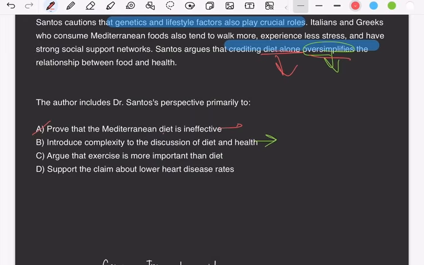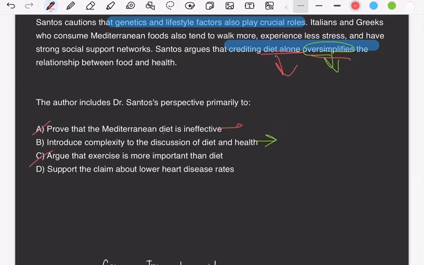Argue that exercise is more important than diet. Now, this is an irrelevant comparison, and we see that Santos says multiple factors matter, and she is not ranking these factors. So again, this is wrong.